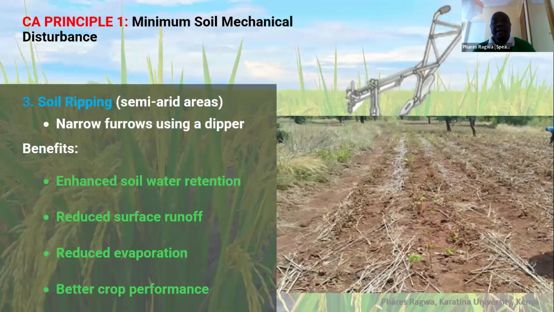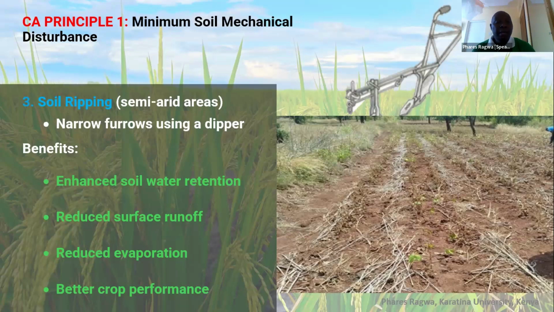This one is very applicable and important when we are talking about arid and semi-arid areas, because we need as much water from the rain to get into the soil as possible. So we open some narrow furrows, and these furrows allow entry of the water and retention of the water for a longer period of time, and this water can sustain the crops, especially in the semi-arid areas, like I said.